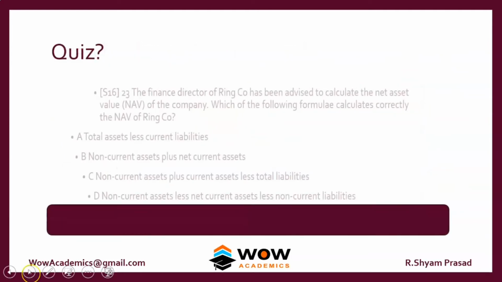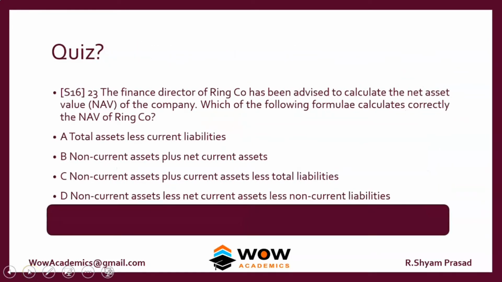So we'll have a quiz. This was asked in September 2016. The finance director of Rinco has been advised to calculate the NAV of the company. Which of the following formulae calculates correctly the NAV of Rinco? Total asset less current liabilities. We are not considering the long-term liability in this formula, so this is wrong. So non-current asset plus net current asset. Again, we are not considering the long-term liabilities, so this is wrong.